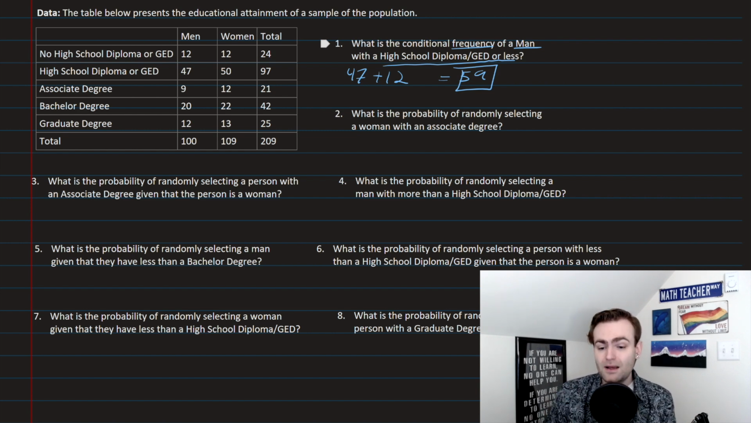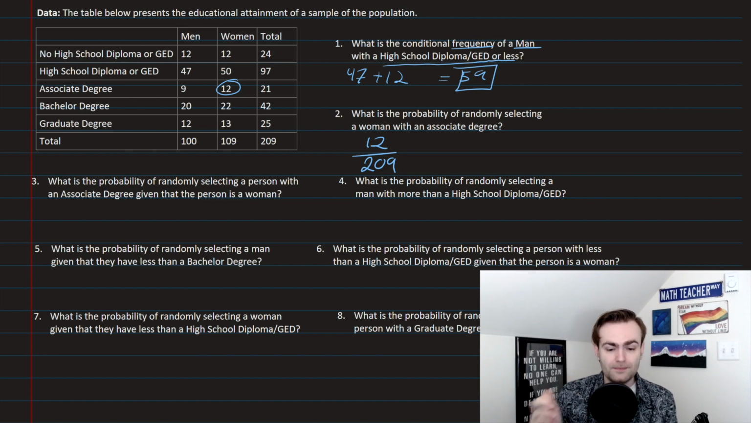The next one, what is the probability of randomly selecting a woman with an associate's degree? Well, women with associate's degrees are 12, so that would be a 12. We did not restrict ourselves from any of this, so we are pulling this person out of the whole 209 people sampled.